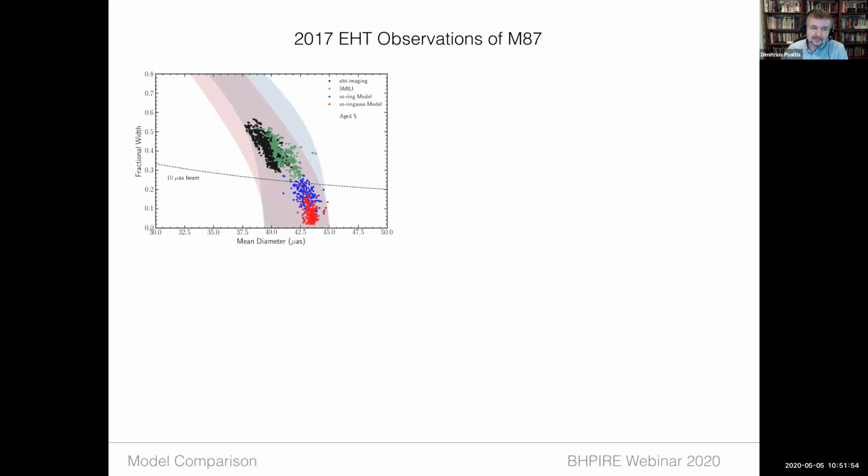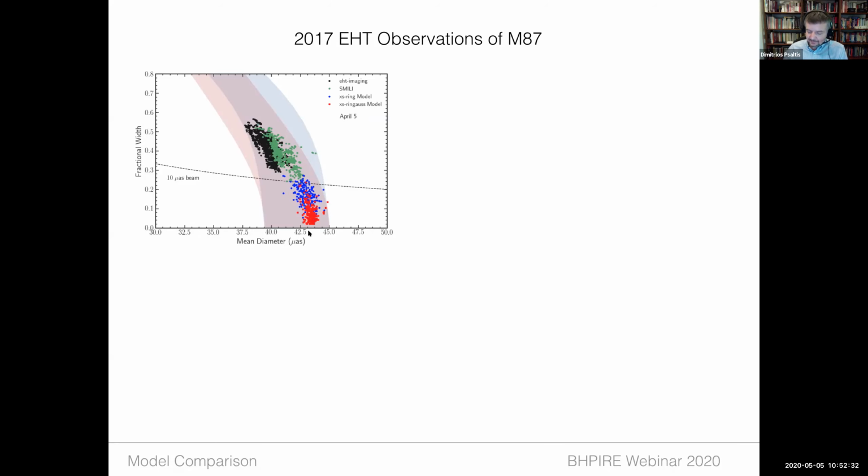The black and the green points are the parameters that you infer from image domain analysis, the thing that Andrew talked about in the previous webinar, and the blue and the red points are what you get from direct model comparison analysis of the data. Because we do not require, like imaging algorithms do, the structures to be larger than some characteristic beam width of the image, in principle model comparison algorithms allow you to find narrower features, narrower widths where they are.